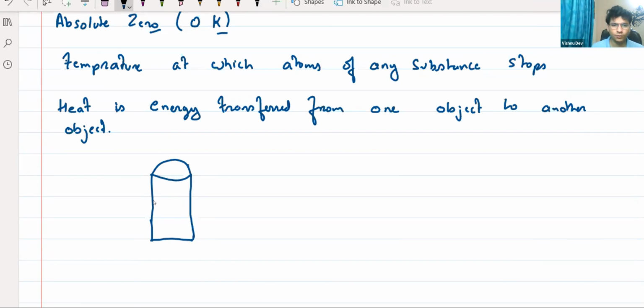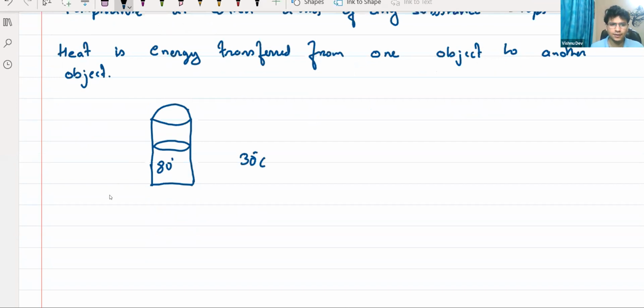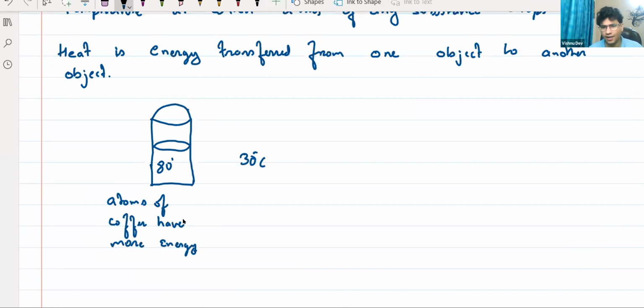So suppose this coffee is at 80 degrees centigrade, and the room temperature is 30 degrees centigrade. Now tell me, do the atoms of coffee have more energy or do the atoms of the room have more energy? The atoms of coffee. Agree? Anyone have any doubt in this? So I can say the atoms of coffee have more energy. Which kind of energy? Kinetic energy.